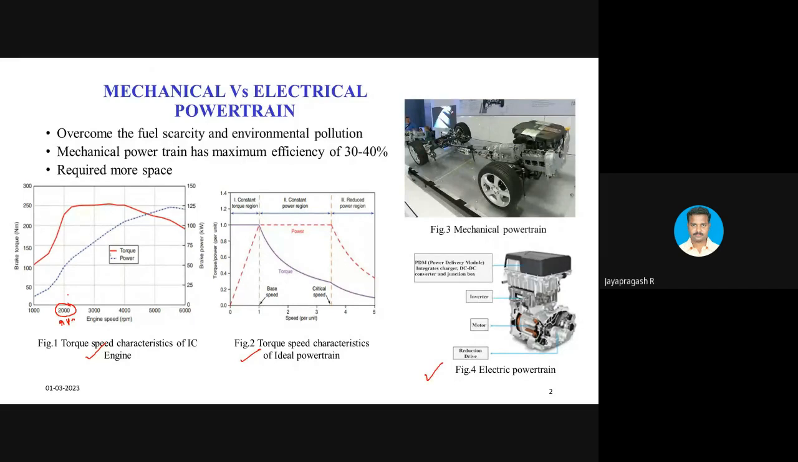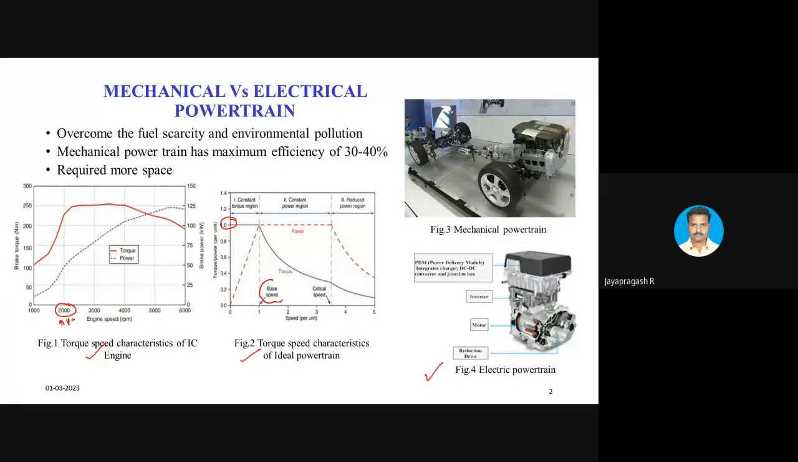So it has to produce maximum torque at the time of starting itself. This drawback can be eliminated in the electric motor, which is used in the electric powertrain. Look at this: at zero speed itself, or at the starting itself, by using power electronic control technique, we can produce maximum amount of torque, and this torque can be maintained constant up to base speed.